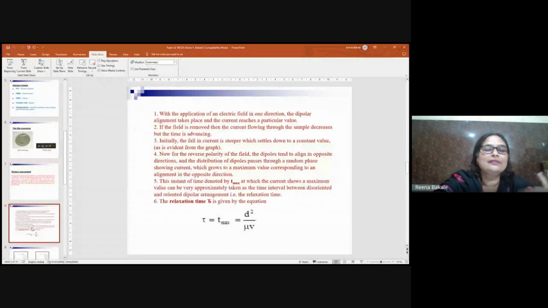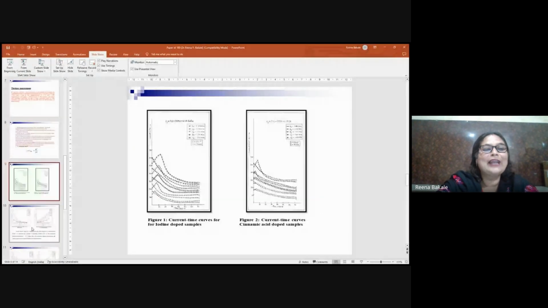The next part is to calculate the relaxation time. First of all, we calculate the current time characteristics. Here we see in these two figures, the first figure is of the iodine doped sample, and the second figure is of the cinnamic acid doped sample. In both figures, we take two graphs for each dopant material, one for direct polarity and one for reverse polarity. On that basis, we calculate their relaxation time.